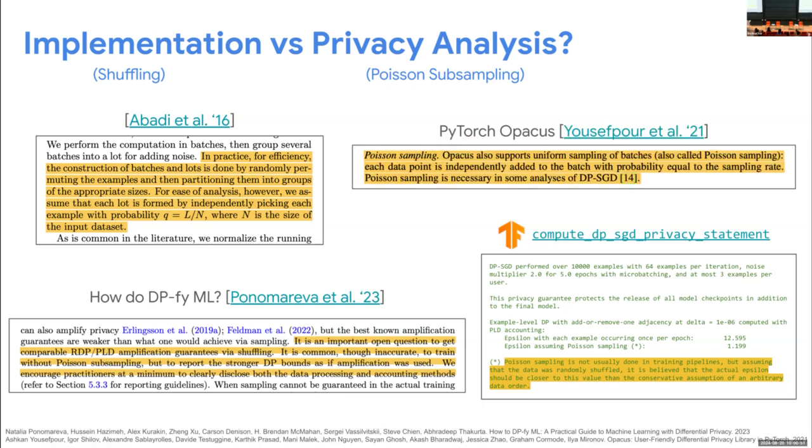And finally, I also want to point out that the Opacus library in PyTorch supports Poisson subsampling precisely because it is needed for DP-SGD.